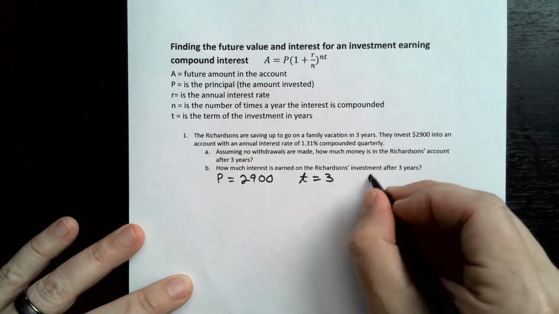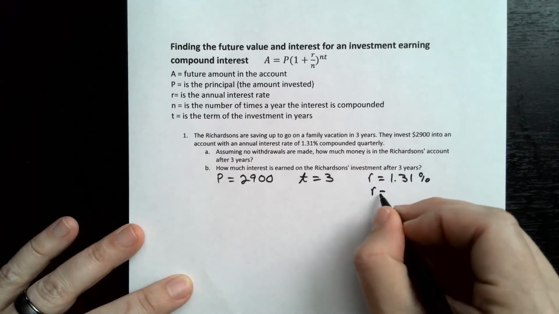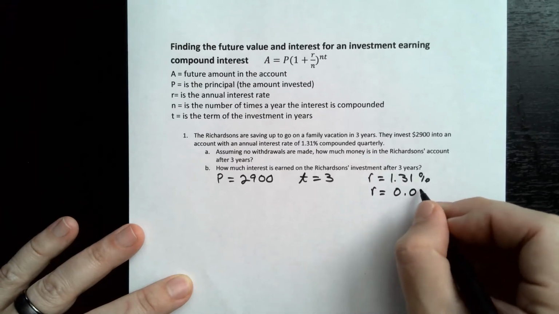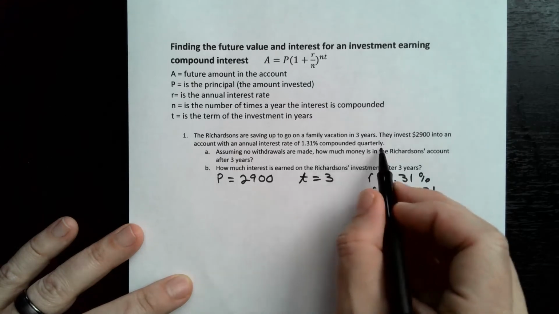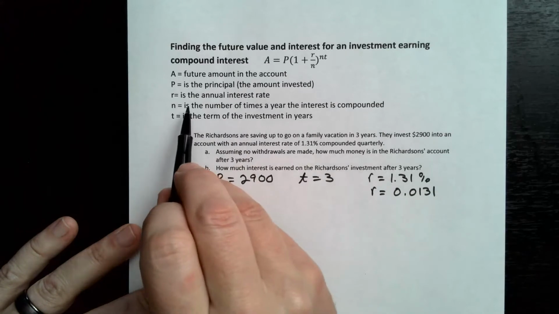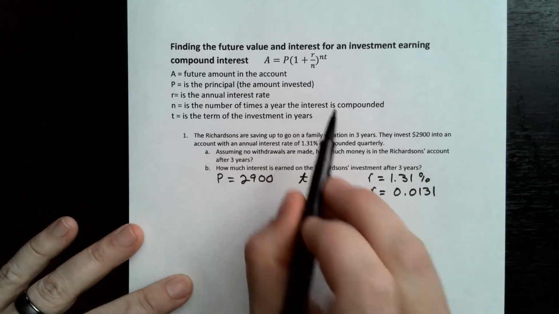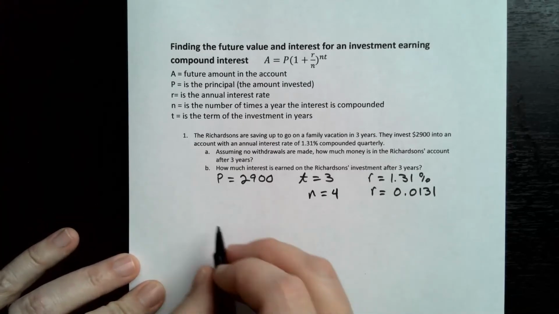Okay, we know R is equal to 1.31%, but we got to write that as a decimal, so 0.0131. Move the decimal twice. Okay, and what else do we have? It says compounded quarterly. Okay, so quarterly means 4 times a year, so that's N, number of times it's compounded every year, so N is equal to 4. Okay, so that should be enough information to solve this.